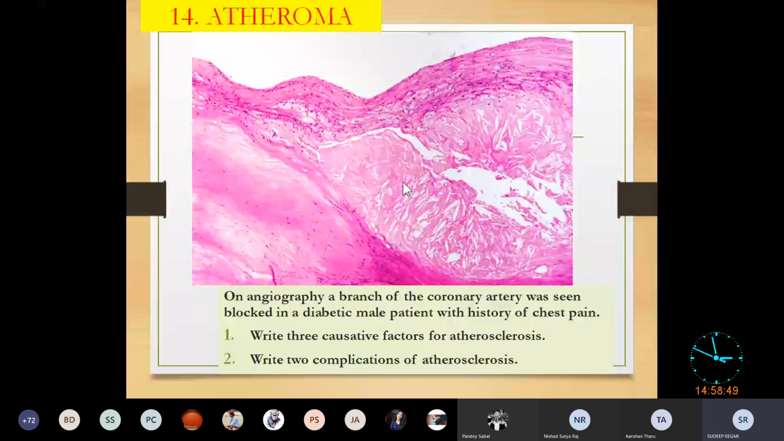Describe this. Before that, let me tell you, this is a section from a blood vessel, an artery. So how do you describe this? If it is from an artery biopsy, how do you tell this? Describe this first.